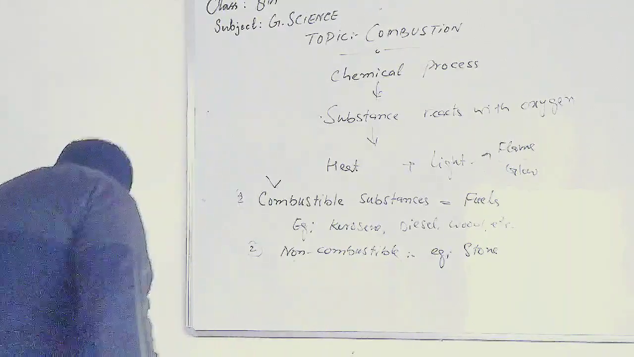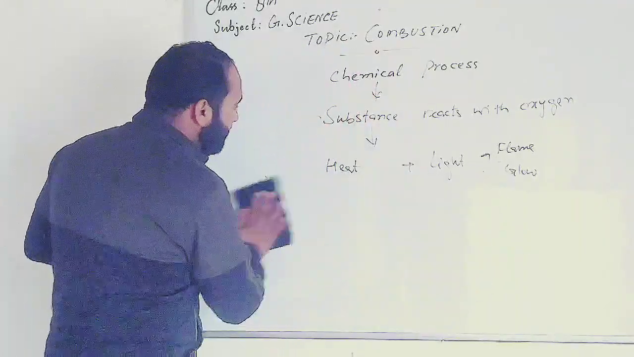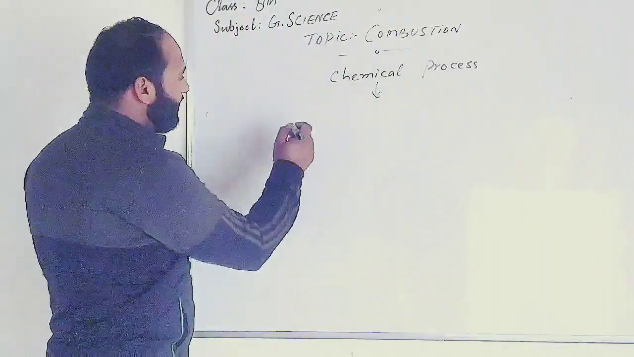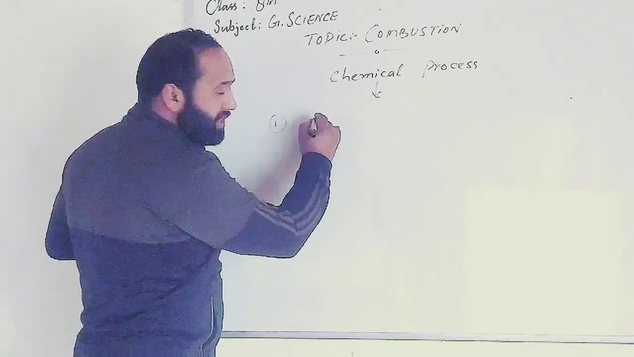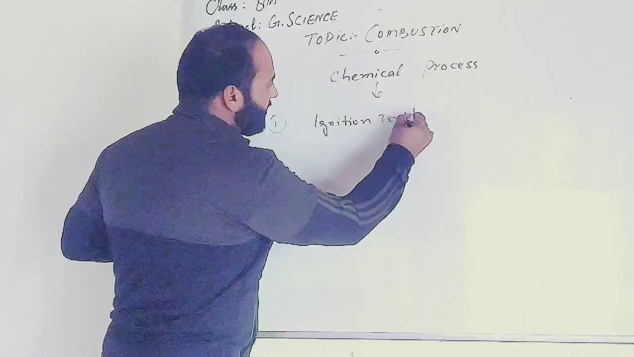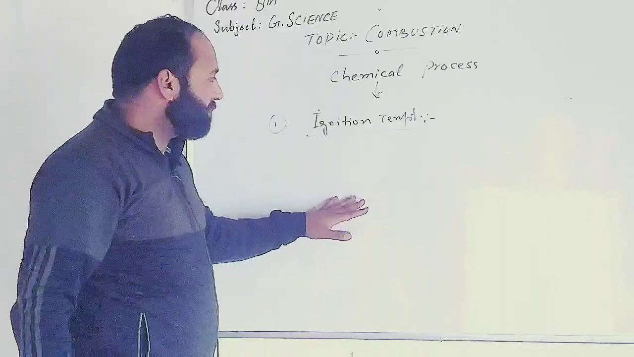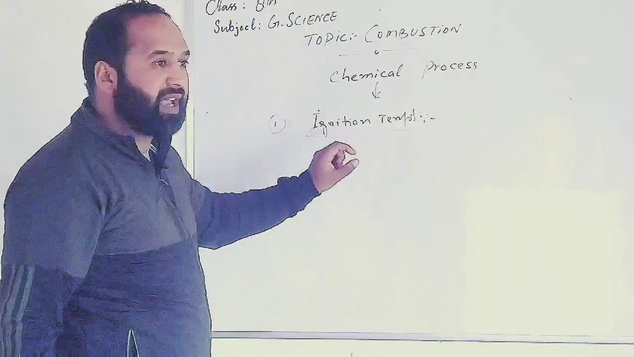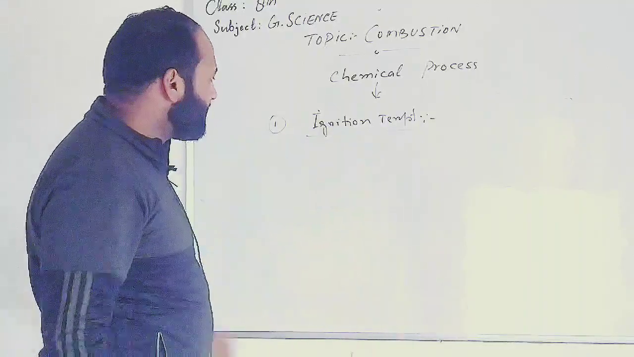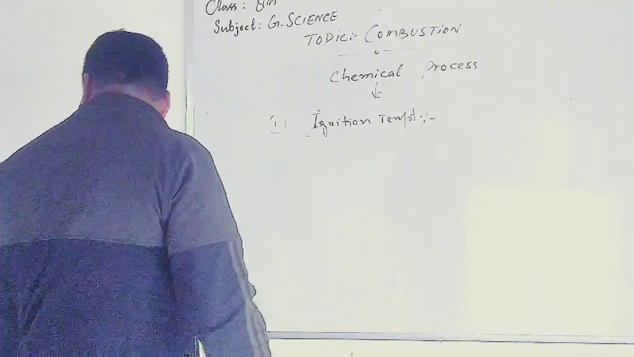We know that different substances have different temperatures at which they get combusted or catch fire. That temperature is called ignition temperature. Every combustible substance has its own temperature at which it catches fire. The ignition temperature is the minimum temperature at which a substance catches fire. Different combustible substances have different temperatures at which they catch fire.